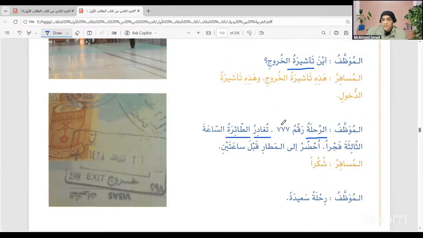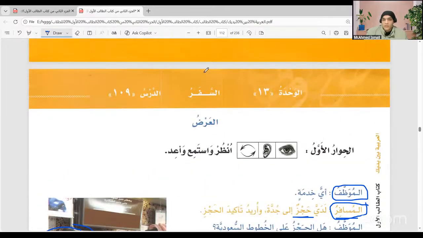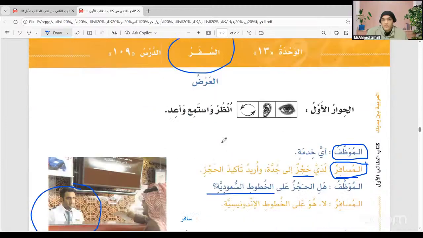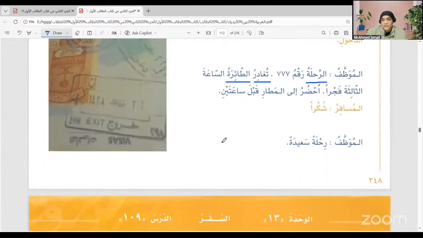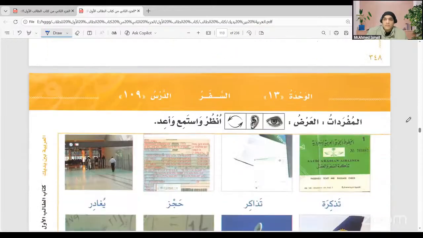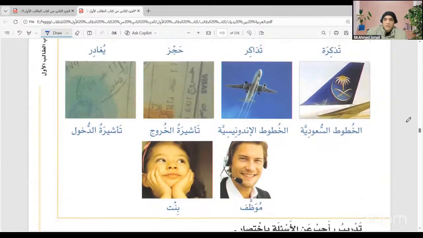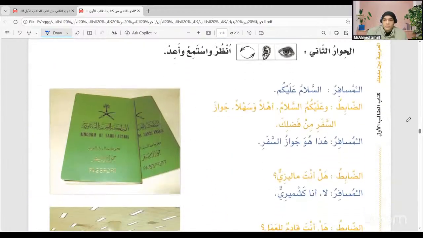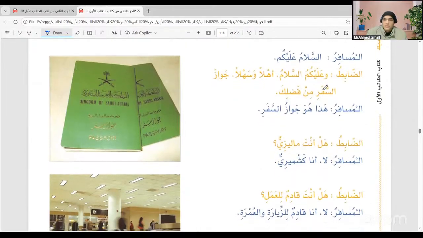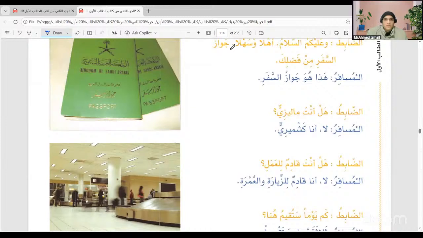And don't forget, guys, we already know this unit is about what? About سفر, so everything in this unit will be about سفر, which is traveling. And we have the word مطار that we already know, and the word احضر, which means came to the airport. So this was all of the words here, I think. Okay, now let's go to the next حوار, and I want two of you, inshallah, to read it with us. So, who wants to share with us?